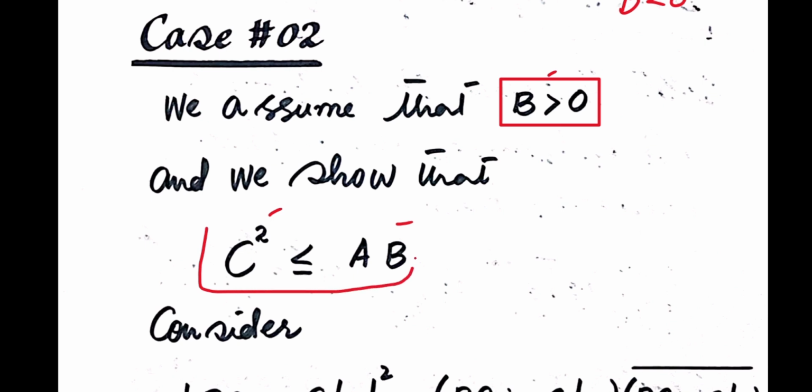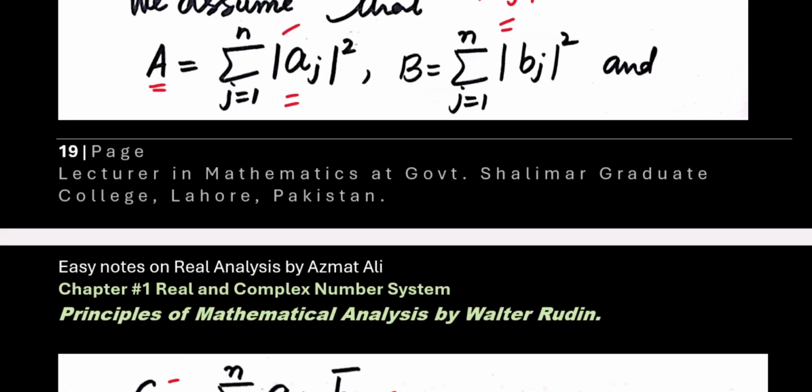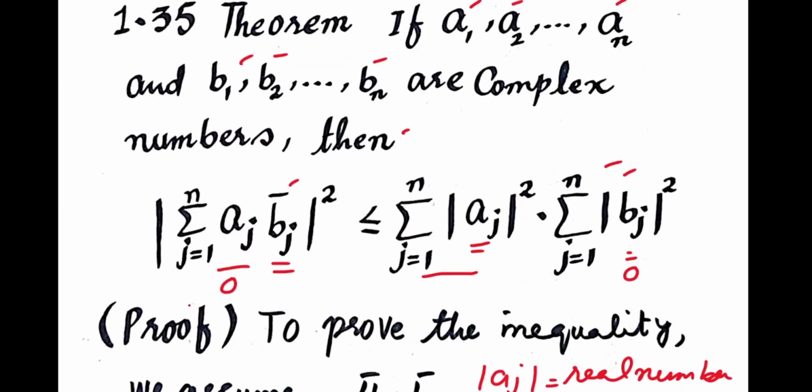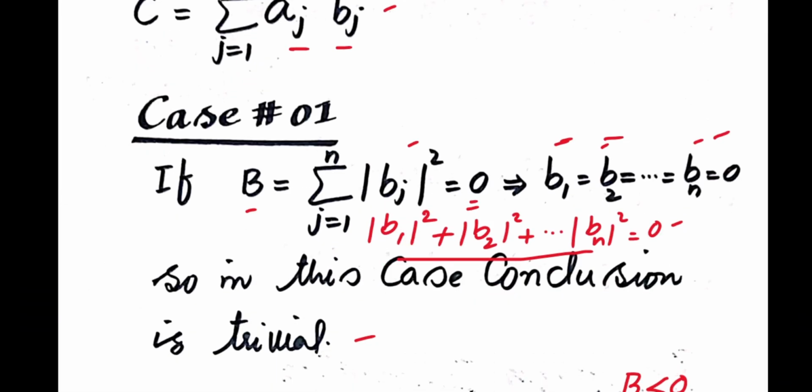How can I get this inequality? When we assume this product is C, this becomes the square of |C|. This should be less than or equal to, if this is my A and this sum represents B, so this shows that |C| squared is always less than or equal to AB.